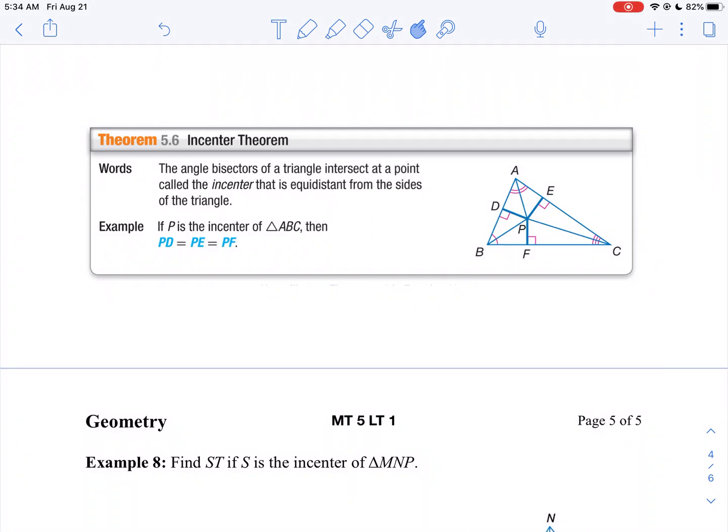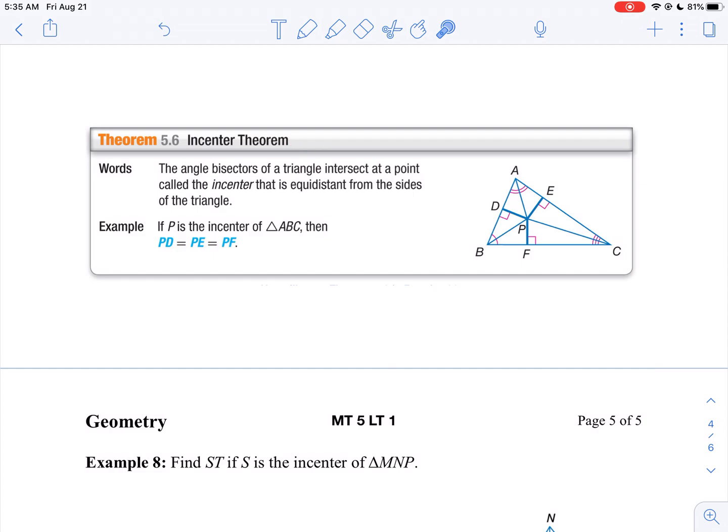In the next part of our seminar, we're going to be looking at the incenter theorem. The incenter is the point where all three angle bisectors intersect. In itself, it's pretty straightforward, but we have to be careful because we get that confused sometimes with the circumcenter. The circumcenter is where the perpendicular bisectors intersect. The incenter is where the angle bisectors intersect.